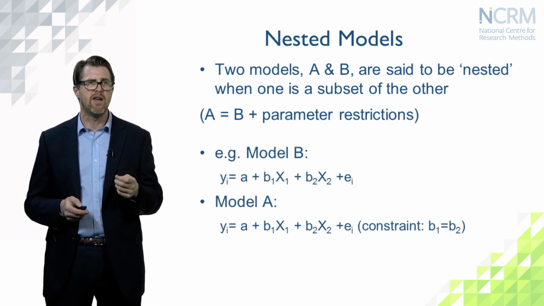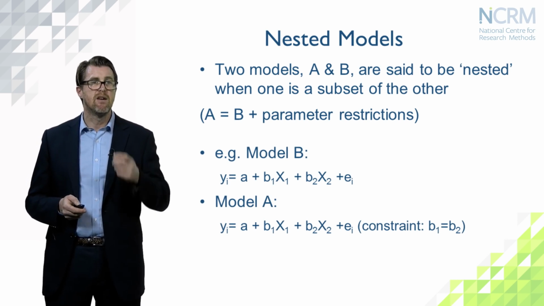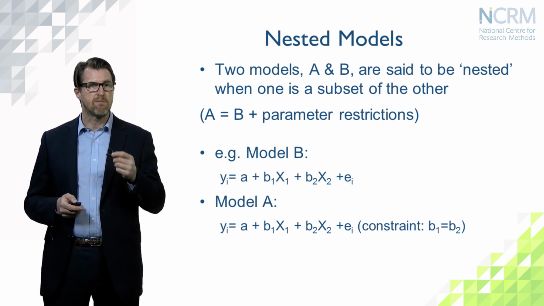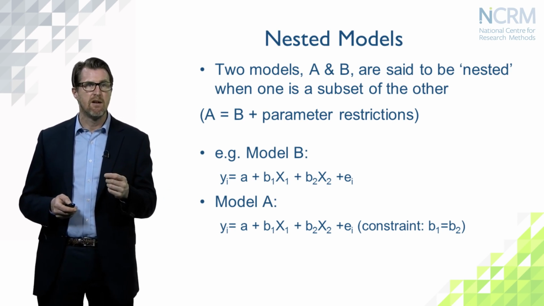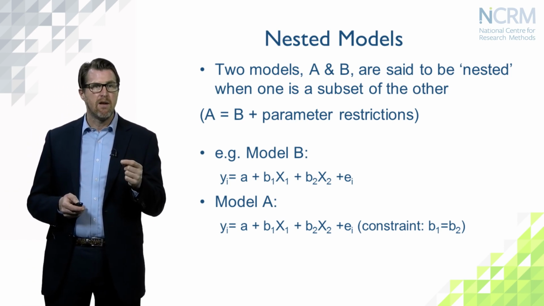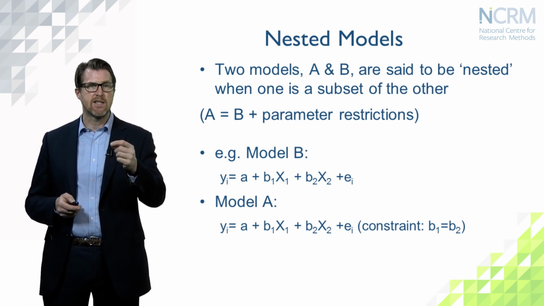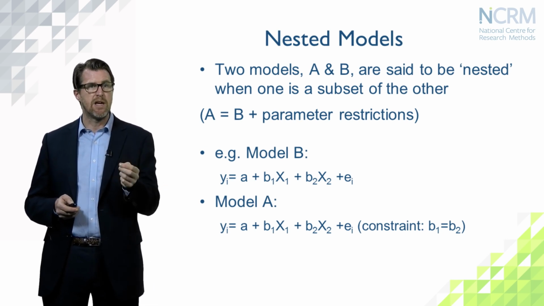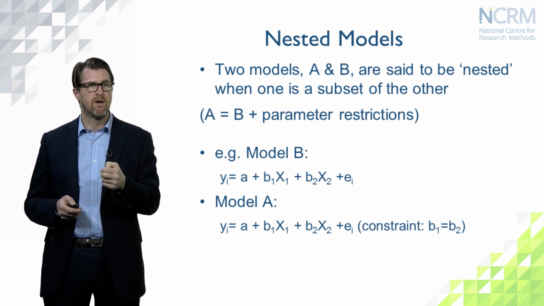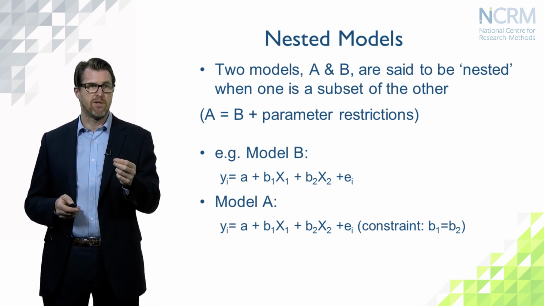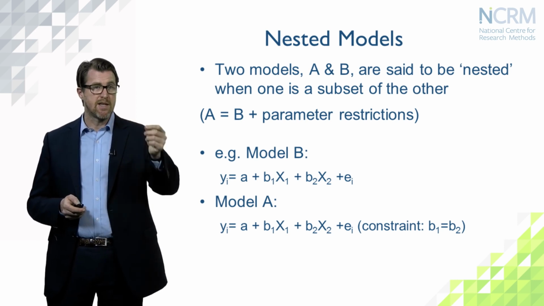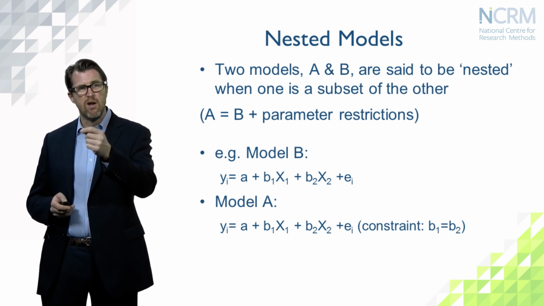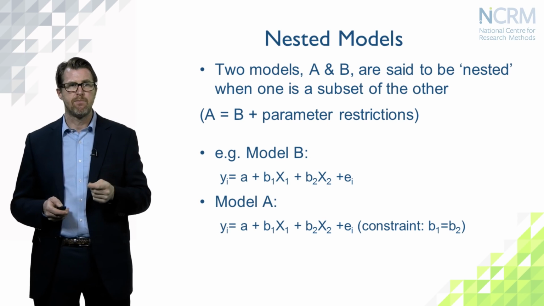To take an example, if model B has the form y equals A plus beta 1 x1 plus beta 2 x2 plus e, then model A will be nested if it has that same structure, but it applies a parameter constraint to the two beta coefficients that they are equal. So we now have this property that model A is the same as model B with an added parameter constraint. It is therefore nested within model B.